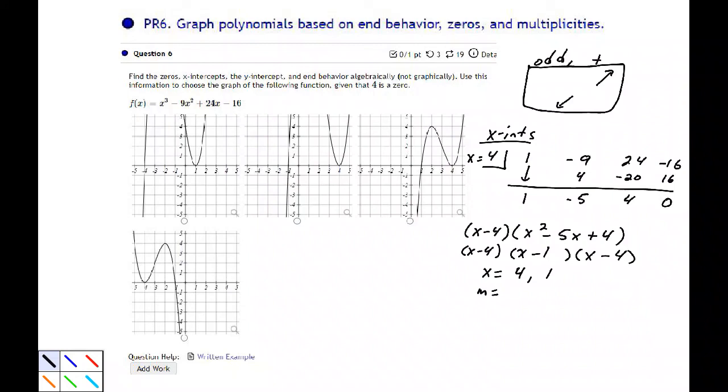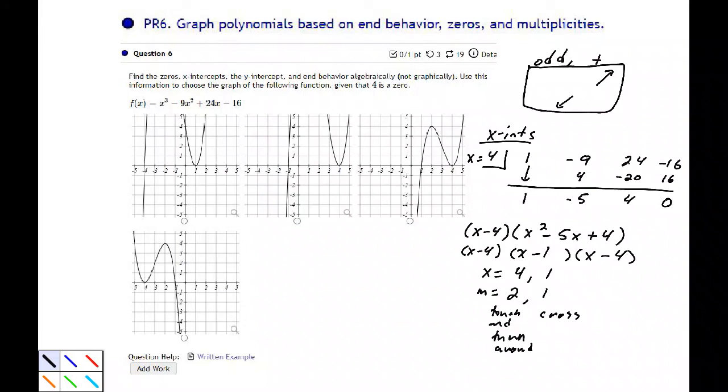With an m, or multiplicity, 4 has a multiplicity of 2, and 1 has a multiplicity of 1, based on the number of times those factors show up. All right, so this function should cross at 1, because we have an odd multiplicity there, and because we have an even multiplicity on the 4, that one should touch and turn. Turn around is the way we said that usually. So it touches and turns around at 4, and it crosses at 1.